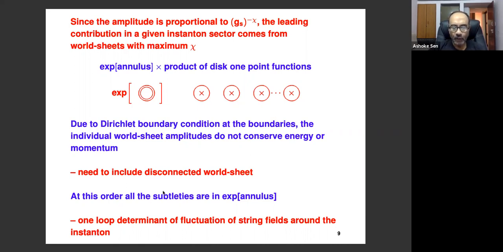So at this order, all the subtleties are in this. Because as you will see, the annulus contribution is somewhat subtle. And physically, what this is describing is a one-loop determinant of the fluctuation of string fields around the instanton. And that's what the exponential of the annulus diagram represents. We'll see more explicitly how this is realized.